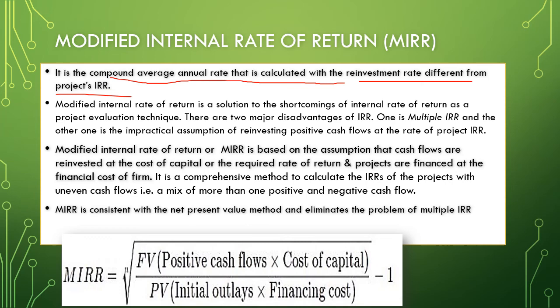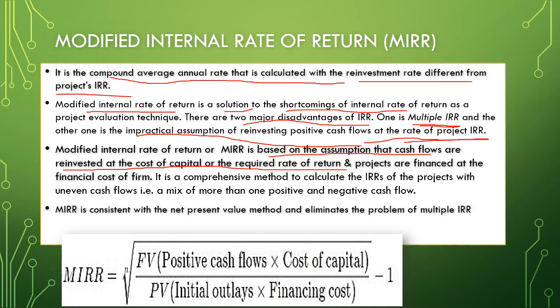Here the reinvestment rate can be the cost of capital or the opportunity cost of capital or the required rate of return. The modified internal rate of return is a solution to the shortcomings of the IRR. There are two major disadvantages of IRR. One is the multiple IRR problem and the other is the impractical assumption of reinvesting positive cash flows at the rate of project IRR. Now MIRR is based on the assumption that cash flows are reinvested at the cost of capital or the required rate of return, and projects are financed at the financial cost of funds.